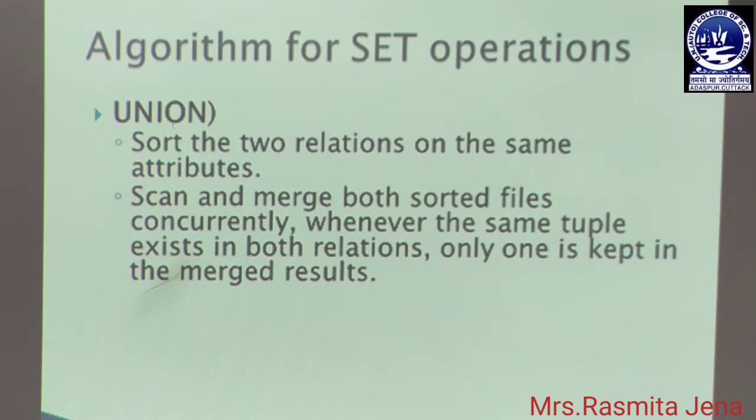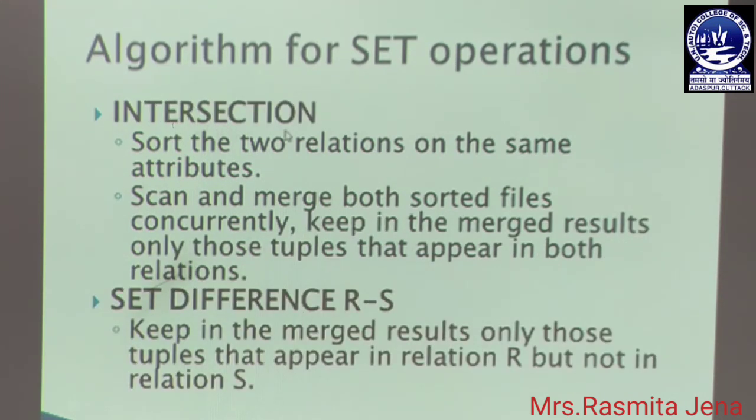If we are going to perform a union operation between two relations, first sort the two relations on the same attribute. We must remember that both relations contain the same attributes, and we sort both relations. Next, we scan and merge both sorted files concurrently, and whenever the same tuple exists in both relations, only one is kept in the merged result. That means if the two relations contain the same tuple, we discard one of the tuples and take only one for the merged result. So, this is about the union operation.